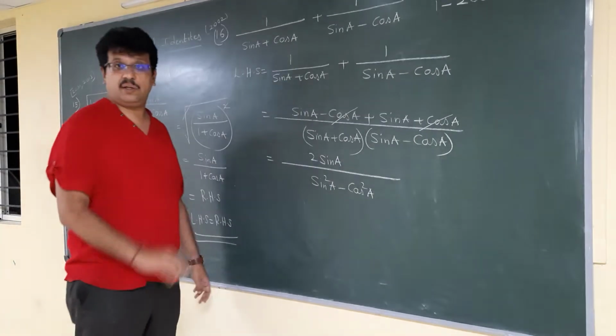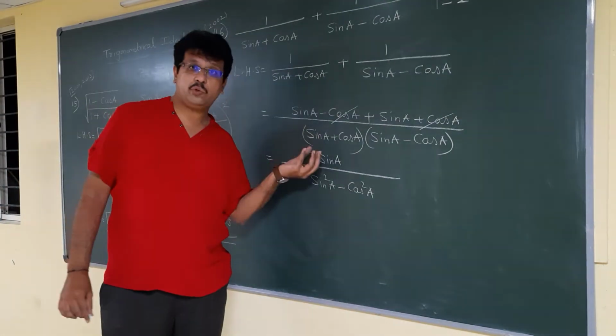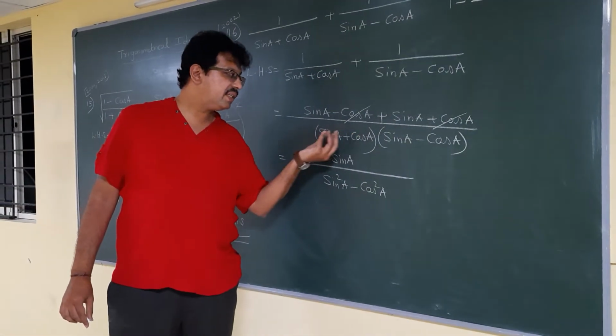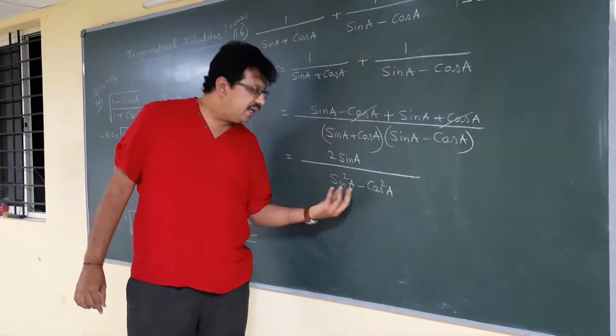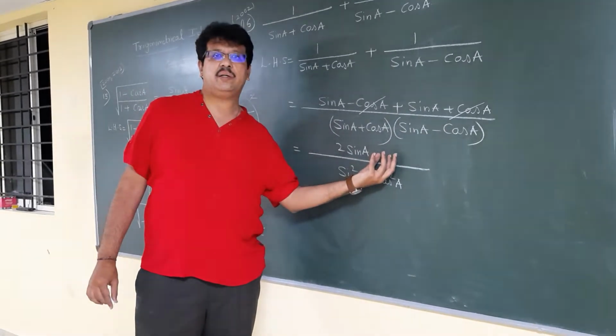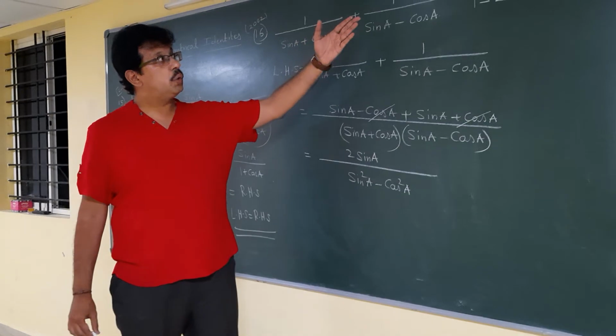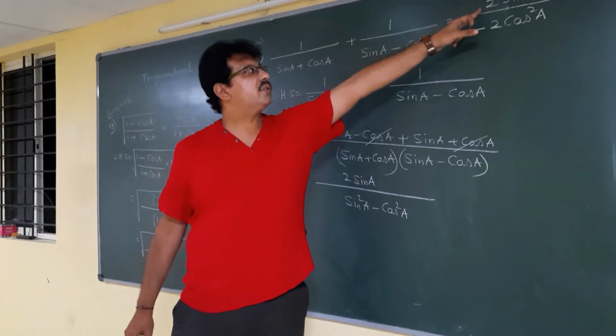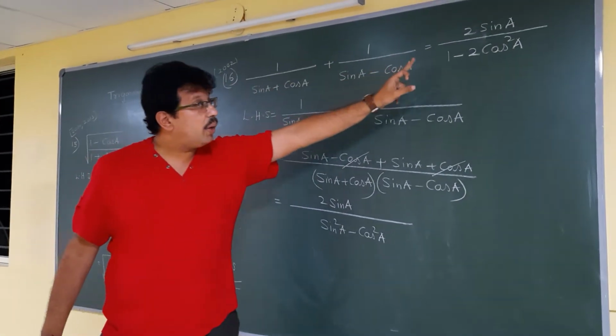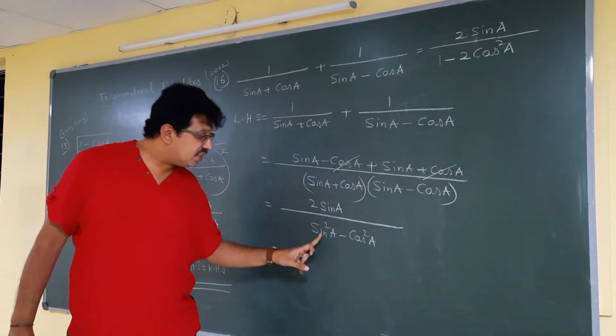I think you should be fast enough now to do this, because we are doing so many times. Sin A plus cos A is A plus B into A minus B. It is A square minus B square. So we have got 2 sin A. We already got numerator, the RHS. Denominator, it is 1 minus 2 cos square A, and here it is sin square A minus cos square A.